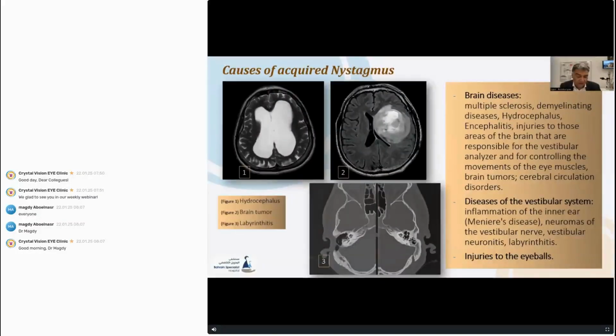Acquired nystagmus develops later in life and may be a consequence of brain disease, multiple sclerosis, dementing diseases of all kinds, hydrocephalus, encephalitis, circulatory disorders, and they can be listed. Diseases of the vestibular apparatus can also cause acquired nystagmus. This is inflammation of the middle ear, Meniere's disease, vestibular neuritis, labyrinthine disorders, and injuries to the eyeballs can also lead to the development of acquired nystagmus.